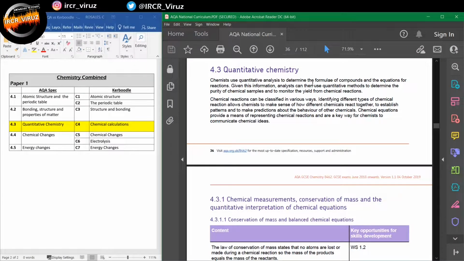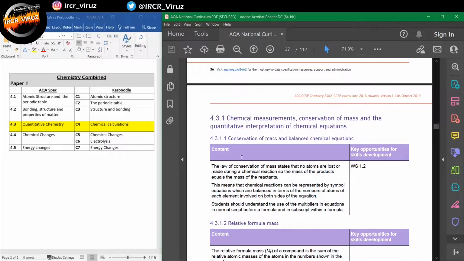Right, so 4.3 Quantitative Chemistry. This is what we have, AQA Quantitative Chemistry, and then we have Kerboodle chapter 4, okay? So to start, we're going to be looking at the conservation of mass and the balanced chemical equation, okay?